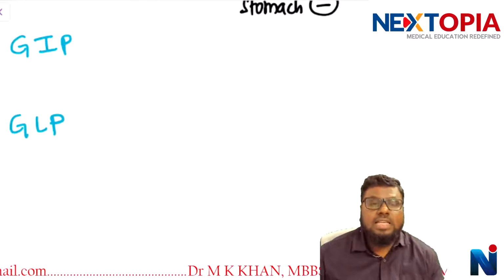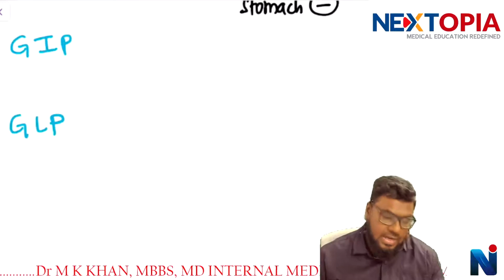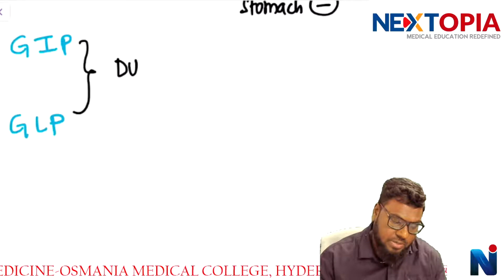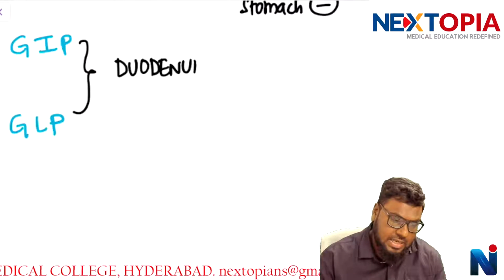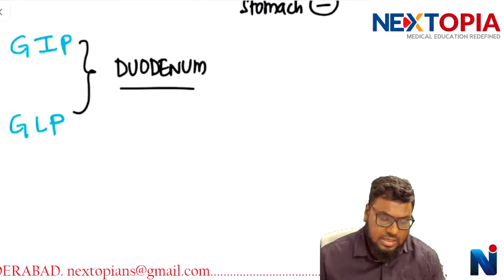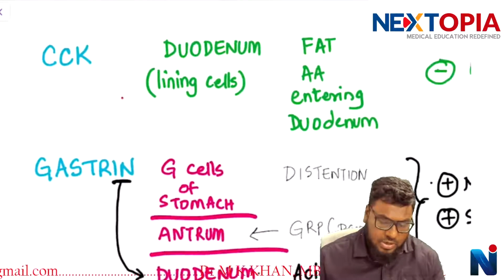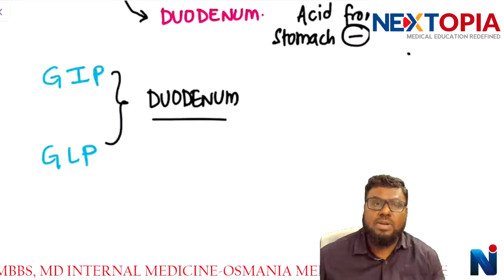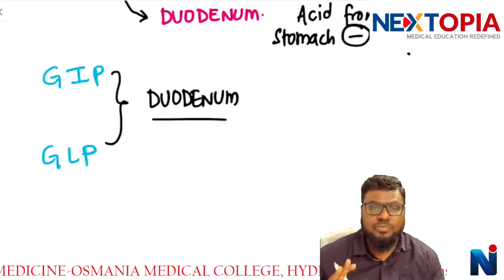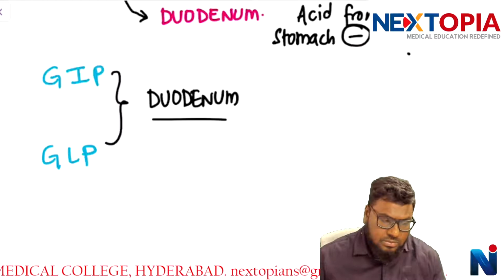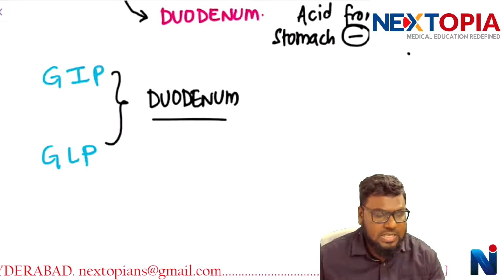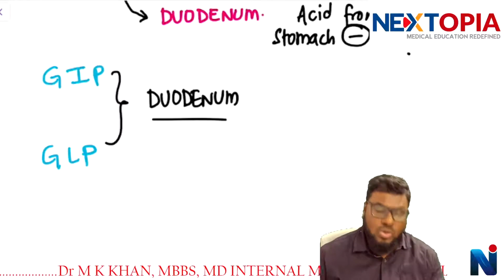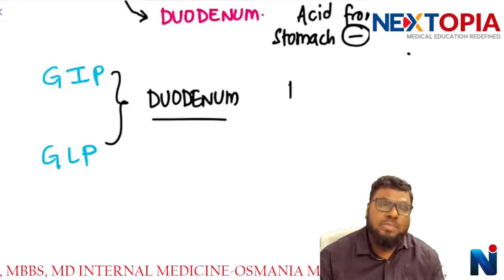Next, the gastric inhibitor peptide and the glucagon-like peptide, both of these are released from the duodenum. So if you can see all the hormones, they are secreted either from the stomach or the duodenum, maximum from the duodenum. Each and every hormone is from the duodenum except gastrin, which is released also from the G cells of the stomach. All right. So what stimulates the release of gastric inhibitor peptide and glucagon-like peptide?